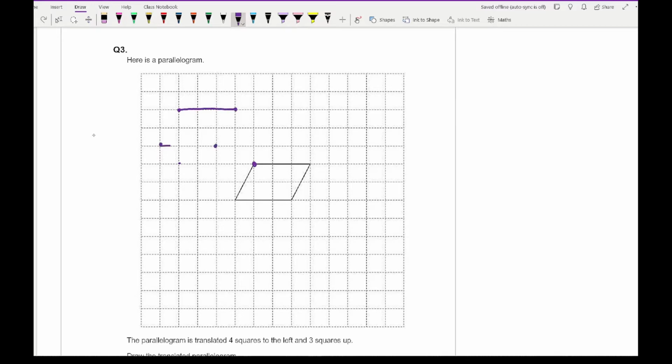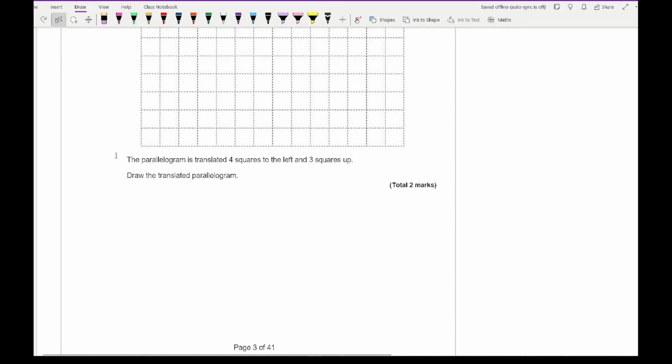Now you always want to make sure that you're using a ruler, but for time purposes, I'm going to do this freehand, and that's basically where the shape should be.